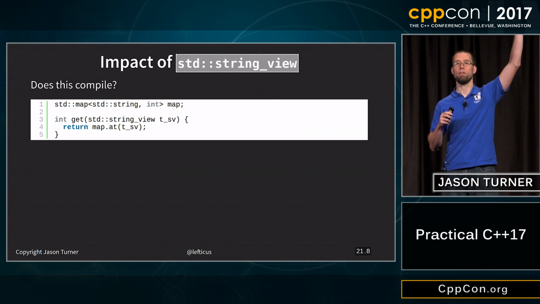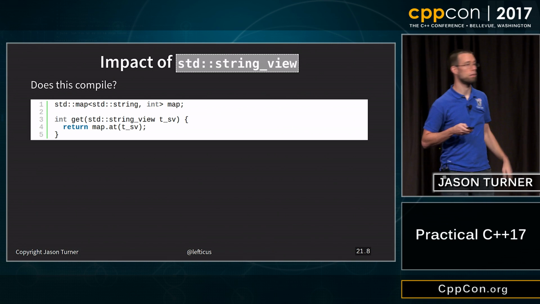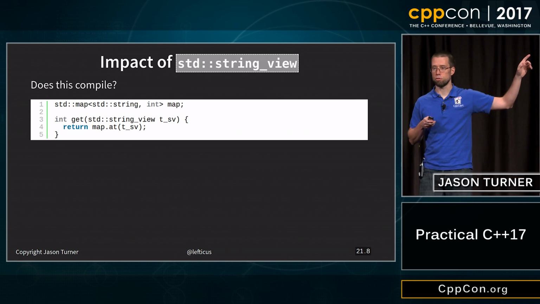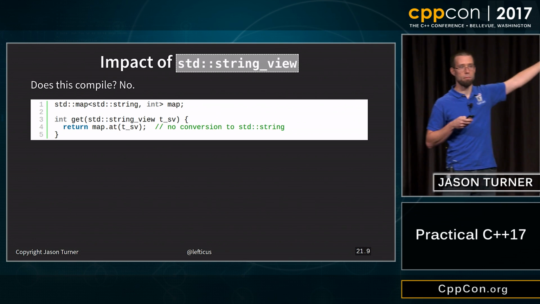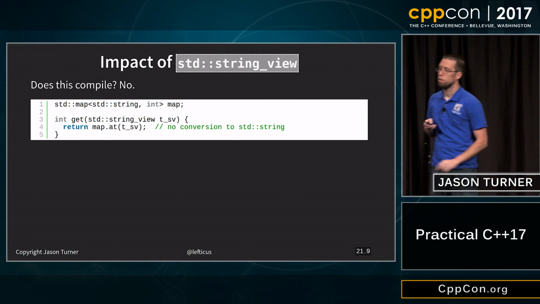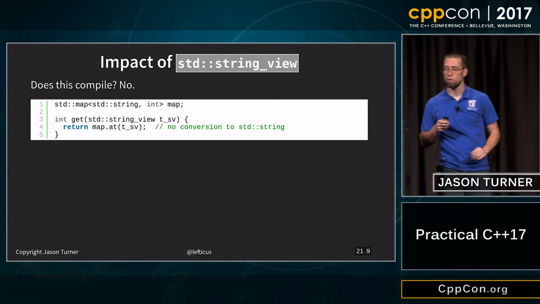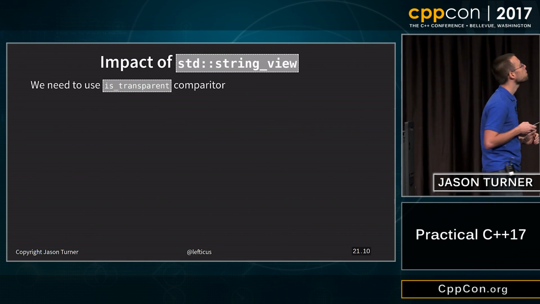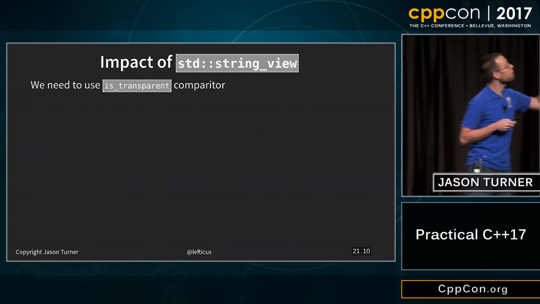Yeah, raise your hand if it does compile. Okay, no, it doesn't compile. Because there's no conversion from string view to string implicitly, and the at method requires a string, not a string view. So the answer to this is to use isTransparent comparators added in C++14. And we can do that like this.